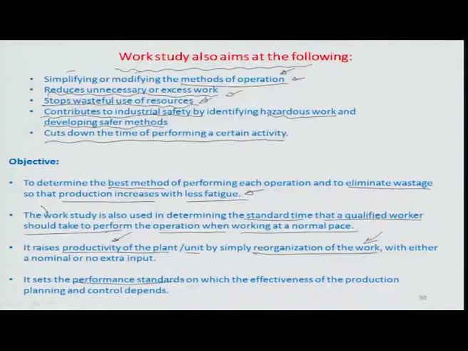And it of course sets the performance standards on which the effectiveness of the production planning and control depends, because once you have a very simplified measurable basis of your individual small tasks which group together as that whole major task, you are basically controlling everything down to the minuscule micro level, I would say, and then the control is more efficacious if such a control can be carried out administratively. So, that is in general the objectives of work study.